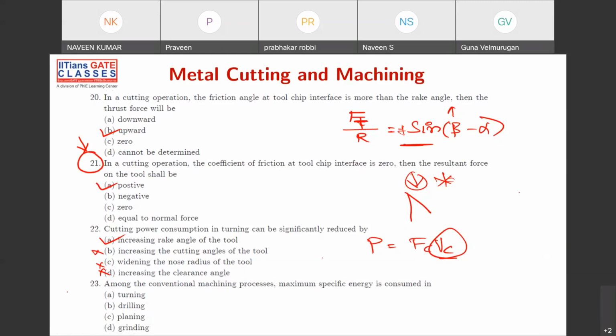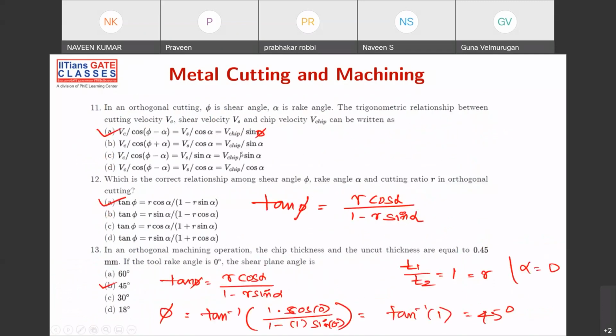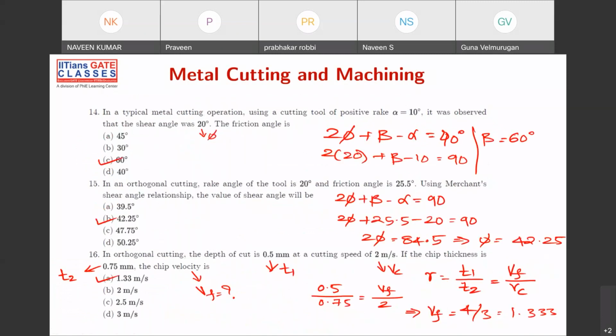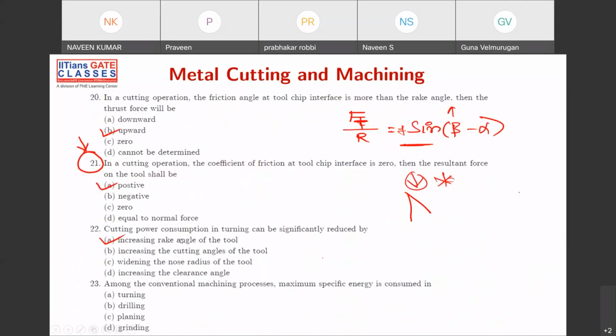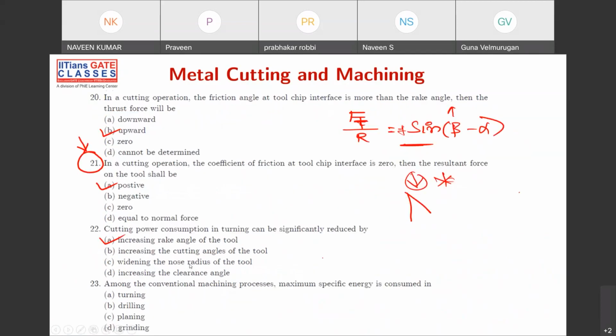Okay, good question. You're right. It's a good analysis. Prabhakar wants to analyze this not only with force, he wants to analyze with velocity. But I can't compare velocity because velocity depends upon Vs and V chip, and no information is given about Vs and V chip. If information were given, then we would have done it. But no information is given, hence we'll compare with cutting force only. As alpha is increasing, cutting force will reduce, and as cutting force reduces, your power consumption also will reduce. That's the reason why cutting power consumption will reduce if alpha is increasing. Okay, clear? Is the concept clear?